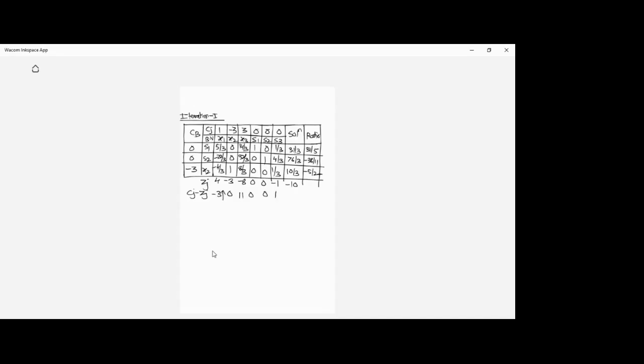And here we have selected this as the key column, and we have selected this as the key row. So why did this happen? Because all Cj minus Zj values are not greater than or equal to 0, hence iterate further. That is what we concluded previously. Now we are going to proceed with iteration 2.